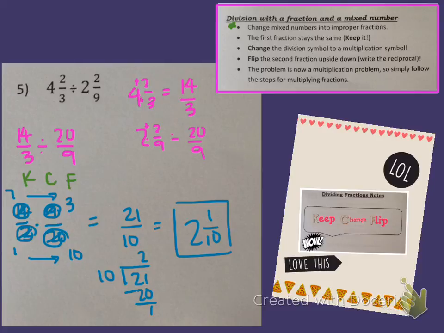So after KCF, I had 14/3 times 9/20, and I checked my diagonal pairs to see if I could simplify, and I could. 3 went into 3 one time, and 3 went into 9 3 times. And then my other diagonal pair could also be simplified. 14 and 20 are both even numbers, meaning I can divide both of them by 2. So I did, and I got 7 for 14 and 10 for 20. And then I just multiplied straight across. 7 times 3 is 21. 1 times 10 is 10, and got 21/10.